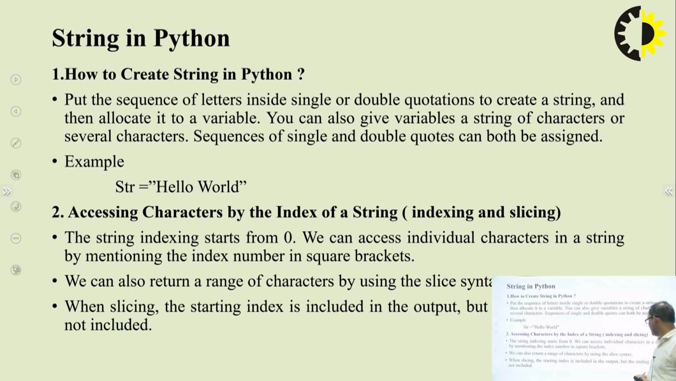We can access individual characters in a string by mentioning the index number in square brackets, and that square bracket is also known as the slice operator in the Python programming language.